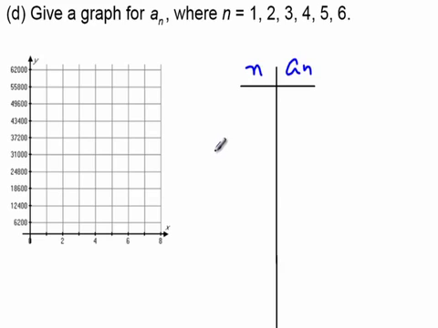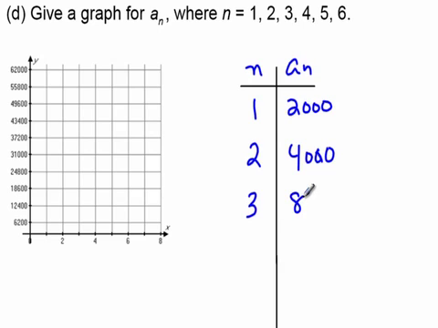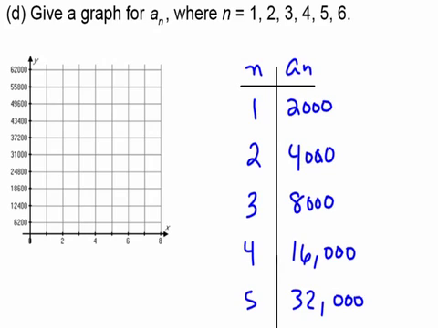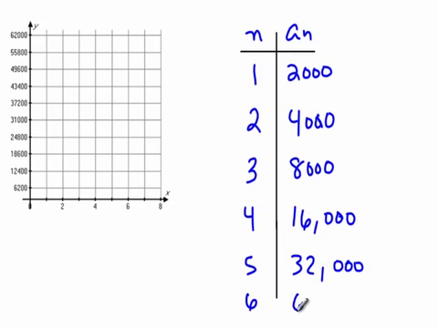Part D, give a graph for A sub n where n equals 1 through 6. So let's go ahead and find our values, plot our points. N equals 1, we're at 2,000. And then recall that as every 5-day period goes by, we're going to double the population. So after the second 5-day period, we're at 4,000 caterpillars. N equals 3, we're at 8,000. N equals 4, we're at 16,000. N equals 5, we're at 32,000. And at n equals 6, 64,000. And we'll go ahead and plot these points.